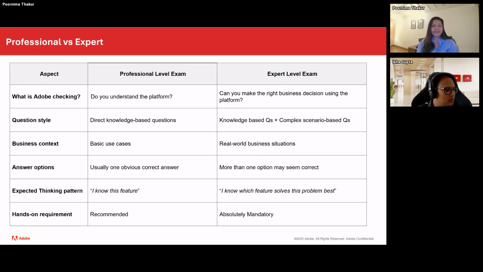And last but not the least, your recommended hands on requirement. Well, professional level exam, like they say, 0 to 12 months. So it's really recommended, but not really mandatory. But expert level, absolutely important.